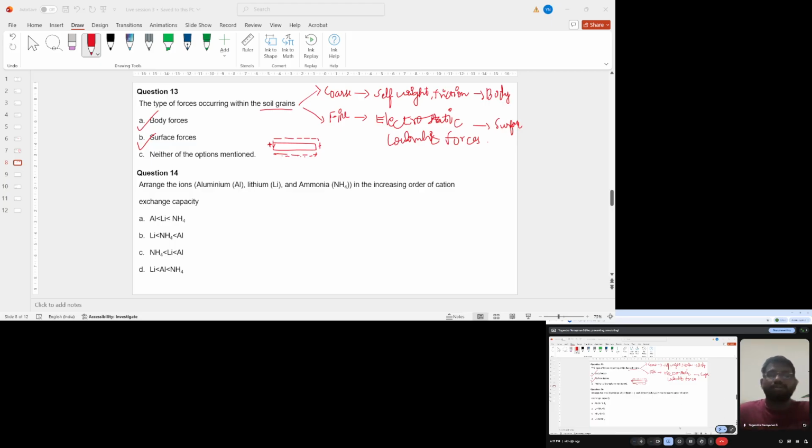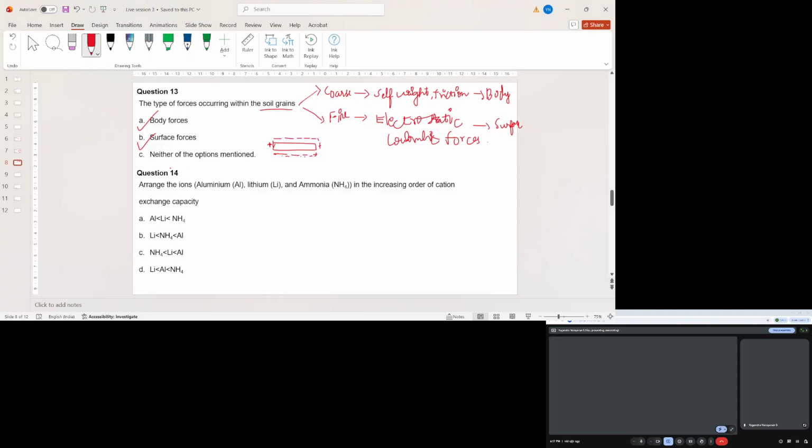So coming back to the discussion. Both body forces and surface forces act on the soil grains. If the question was specified to coarse grained soils, then the option would be body forces. And if the question was intended for fine grained soils, then the right option would be surface forces. All right. Now coming to the next question.